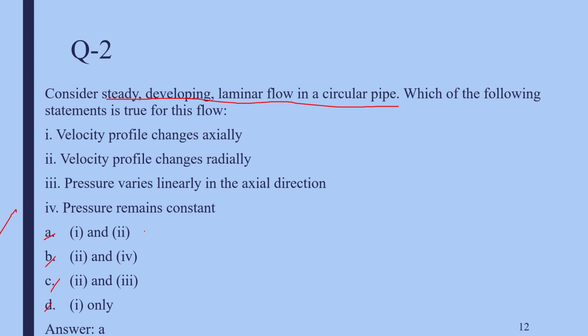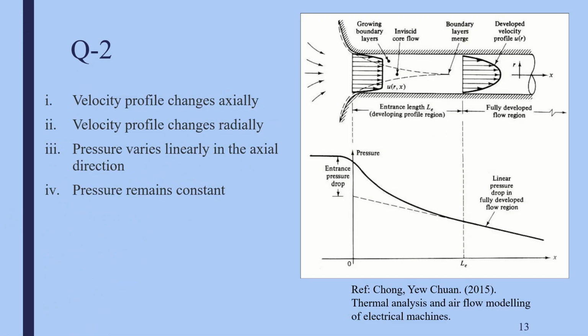So we'll see how the flow profile looks inside the circular pipe when we are dealing with a steady developing laminar flow inside the circular pipe. These are all the options given: velocity profile changes axially, velocity profile changes radially, pressure varies linearly in the axial direction, pressure remains constant. So this is the velocity profile given and this is the pressure profile given.